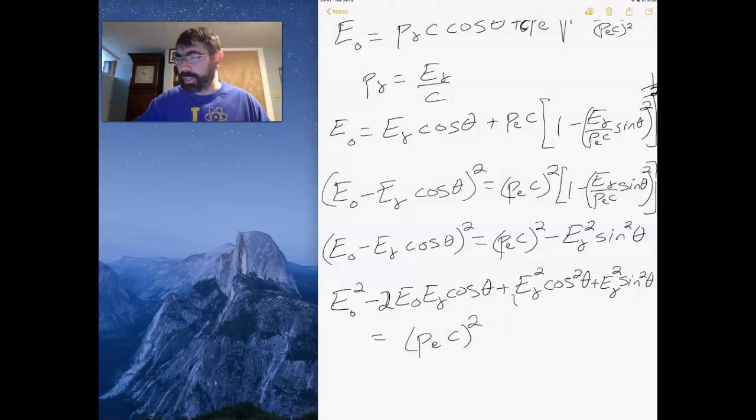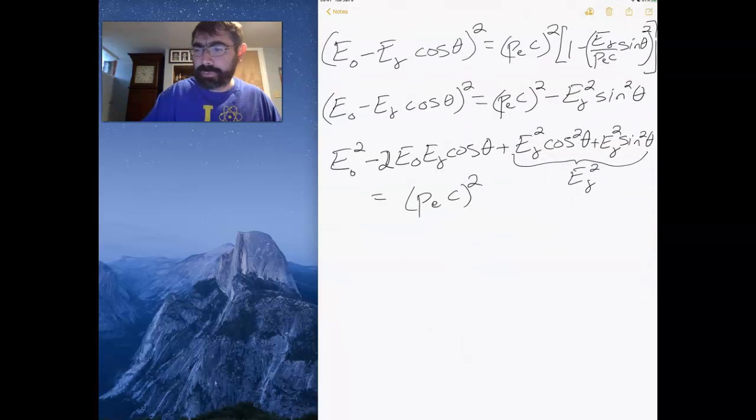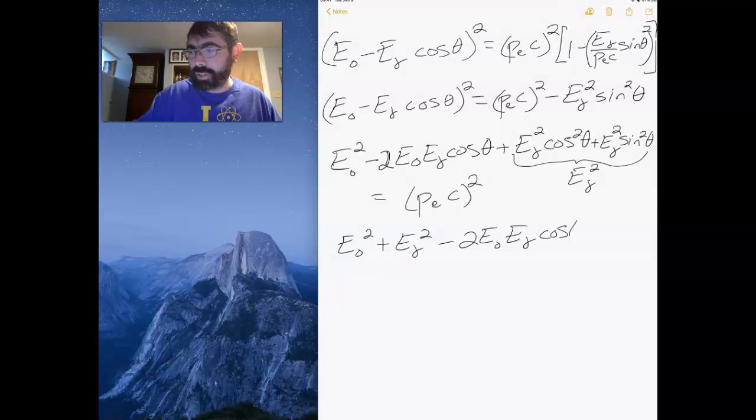Okay, so this right here just gives me E gamma squared. So now I have E initial squared plus E gamma squared minus 2 E naught E gamma cosine theta is equal to PEC quantity squared. Okay, so that's looking pretty good.